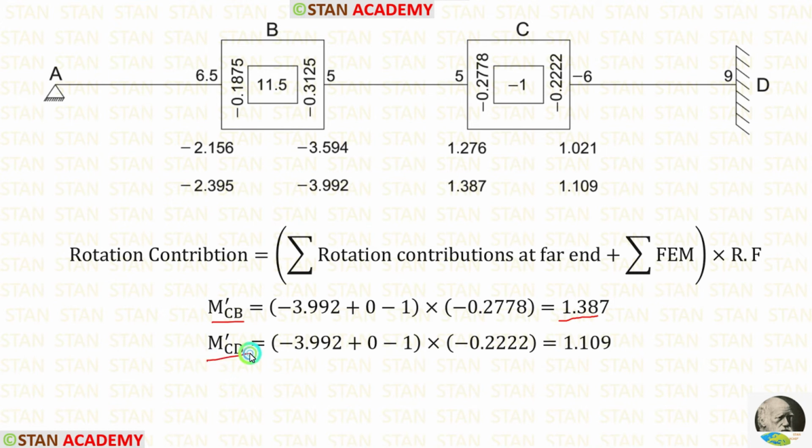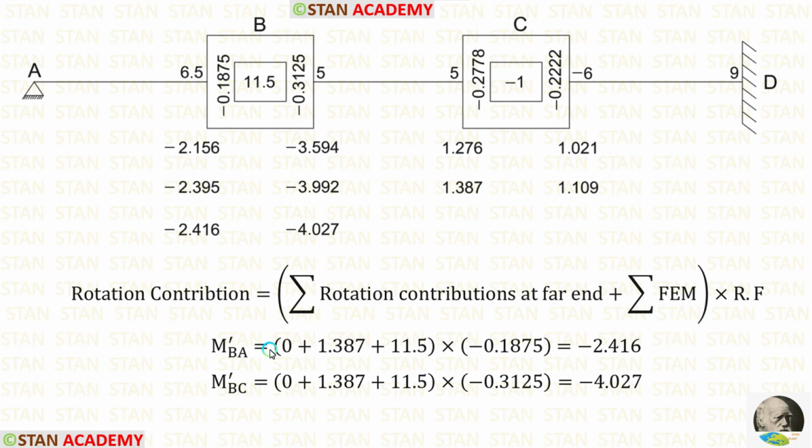Now, let us calculate M-CD. The rotation factor for CD is minus 0.2222. After the calculations, we are getting 1.109. Let us enter both of the values. We have finished the second cycle. Now let us start the third cycle.